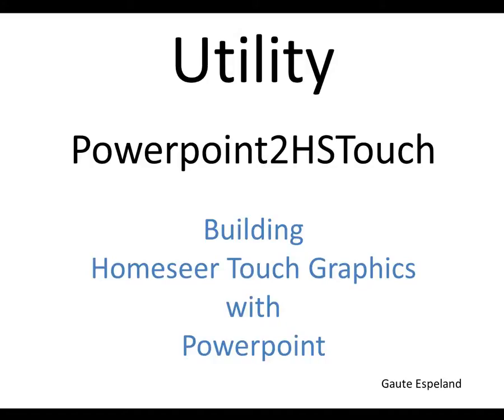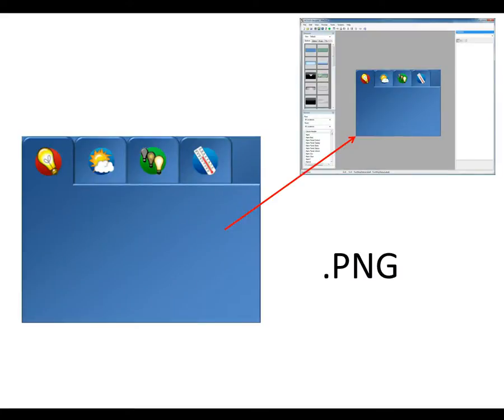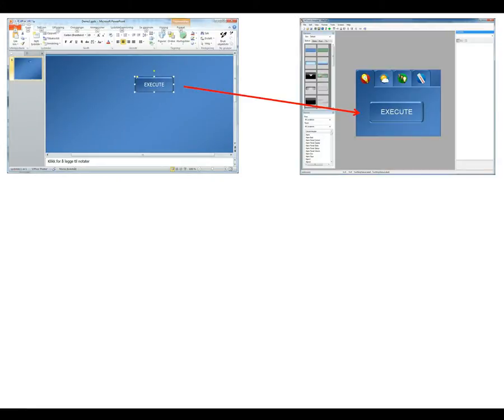In my series Building HSTouch Graphics with PowerPoint, this is a video about a utility called Powerpoint2HSTouch. It's possible to produce 3D graphics with PowerPoint and save one slide as a PNG file and then import it into HSTouch Designer as a background. It would have been nice if we could copy elements from PowerPoint and paste them directly onto a screen in HSTouch Designer. This is not possible because HSTouch Designer can't read anything from the clipboard.